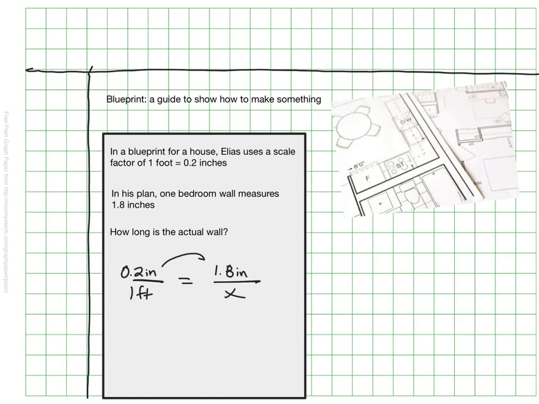And maybe you know right away what you need to multiply 2/10 by to get 1.8. Maybe not. If you don't, you can always divide it on the side. I did that, and what I got was 9, which means I would have to multiply my number of feet by 9, so the wall would be 9 feet long.